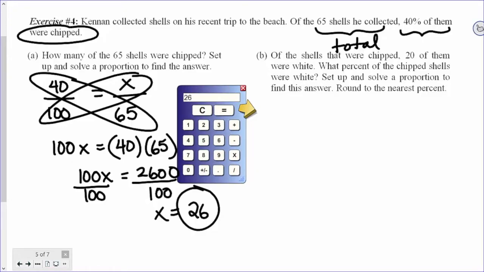Of the shells that were chipped, 20 were white. What percent of the chipped shells were white? Set up and solve a proportion to find this answer, round to the nearest percent.